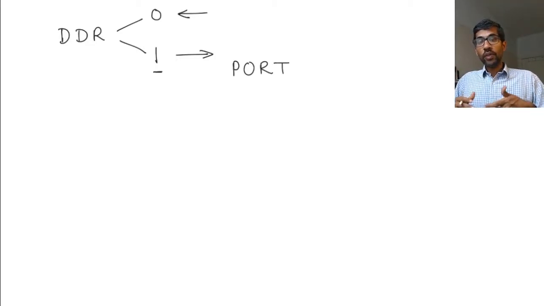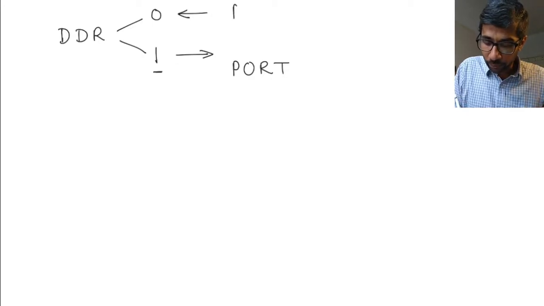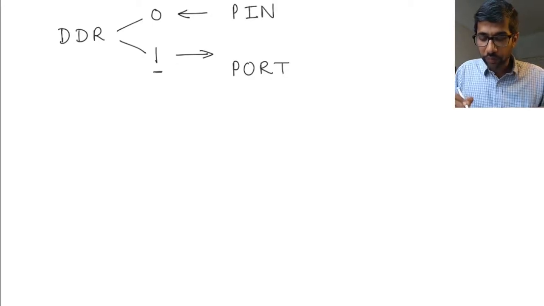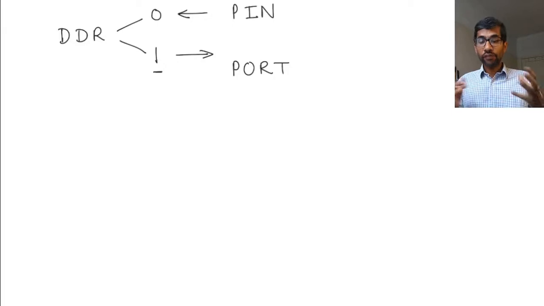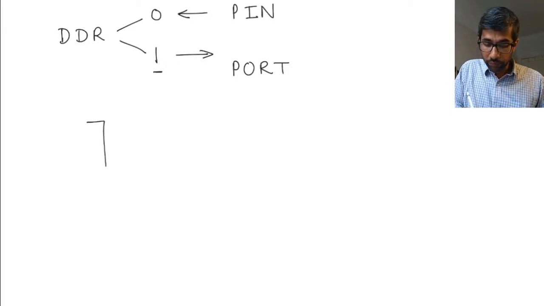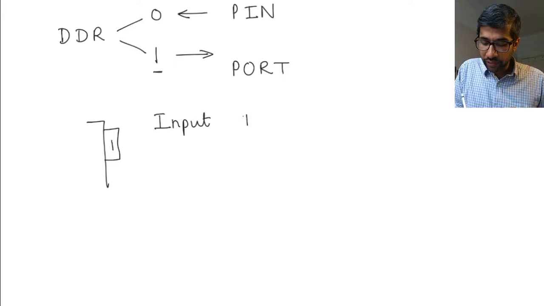And when you are reading inside, you're taking a data value from outside and inputting it into your microcontroller, you need to store it somewhere. So where are you going to store it? You store it in pin. So if you have a microcontroller and here's our pin 1, and you have set it as an input, so how do you set it as an input? You say DDR1 equal to 0.